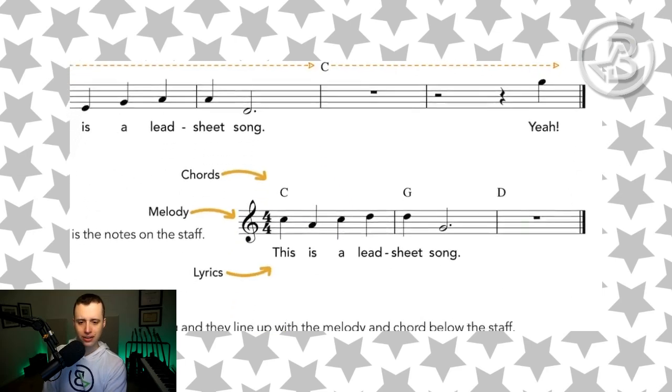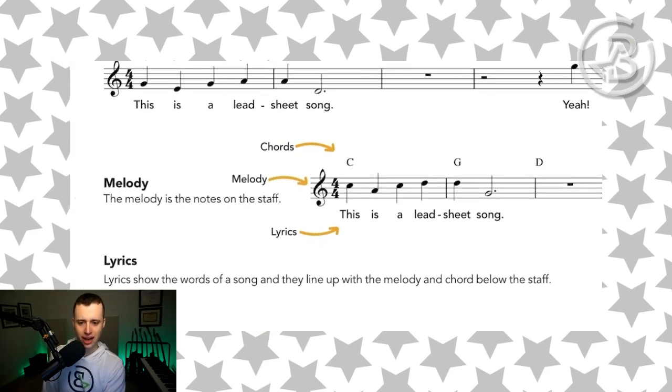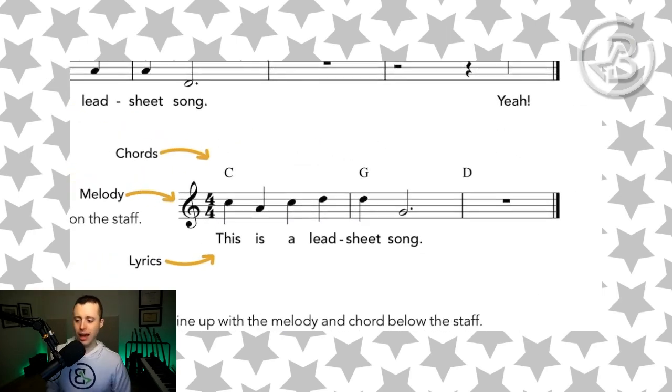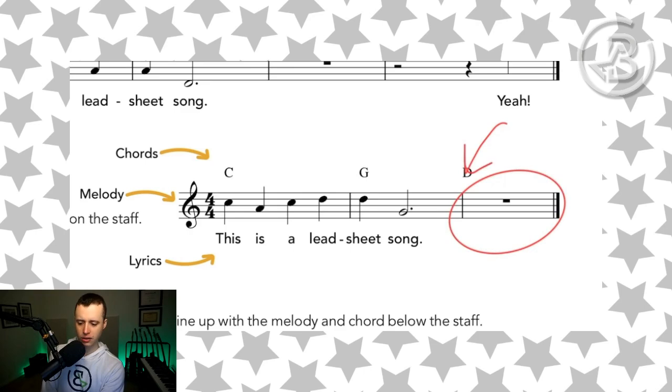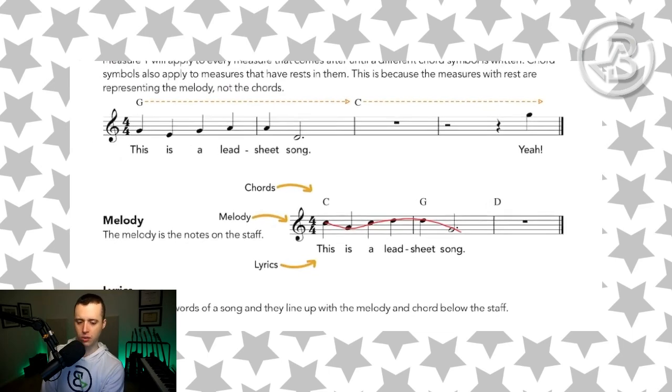So let's take a look at the second part of lead sheets, and that is the melody. The melody is the notes on the staff. And you can also see that we have a measure here with no notes in it, but there is a chord symbol over it, and that's because the D chord would still apply to this measure here, even though there are no notes. We can see the melody goes along like this. Very nice melody there with chord symbols above.